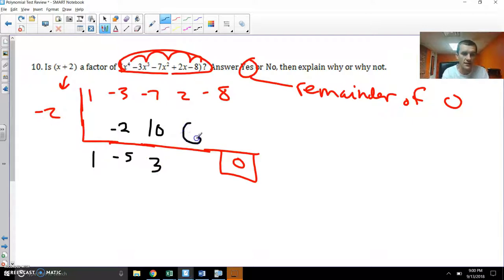-2 times 3 is -6. These add together to be -4. -2 times -4 is +8, and those add to be 0. So the answer is yes, because you got a remainder of 0. X plus 2 is in fact a factor.